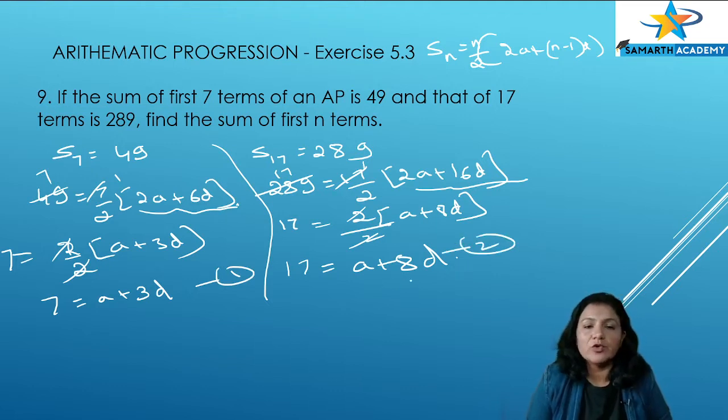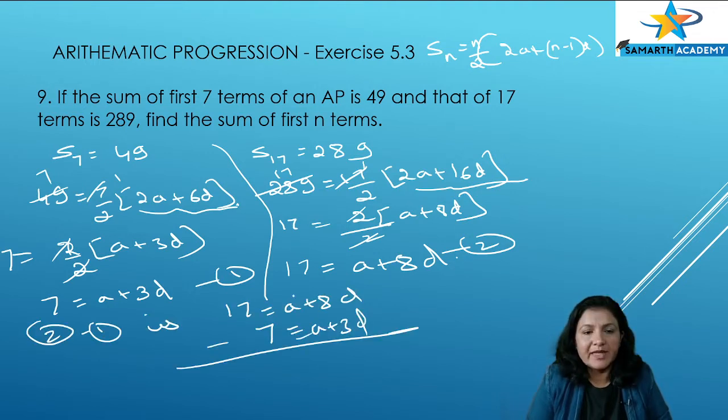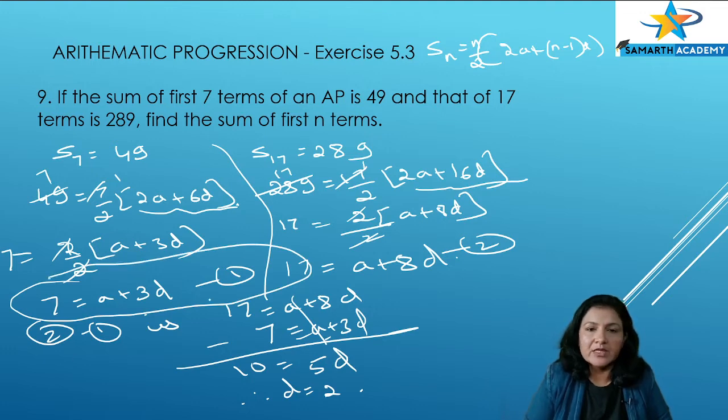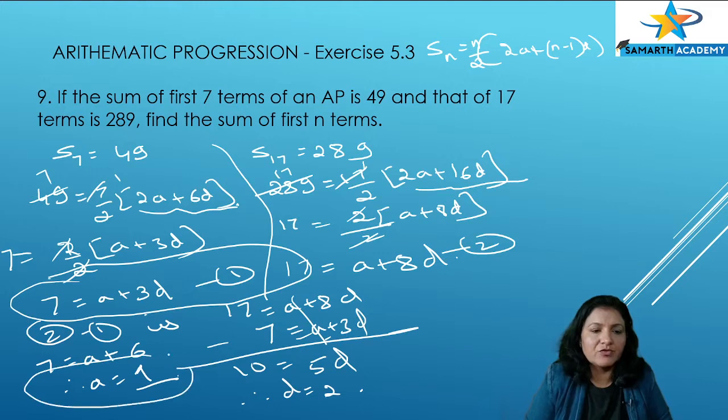Now to get the value of a and d, these are simultaneous equations in terms of a and d. So what we will do? Subtracting, a gets cancelled. 10 is equal to 5d. Therefore d is equal to 2. Now put the value of d in equation 1 and get the value of a. 7 equal to a plus 3 into 2, 6. Therefore, a is equal to 1. We got the value of a, we got the value of d.